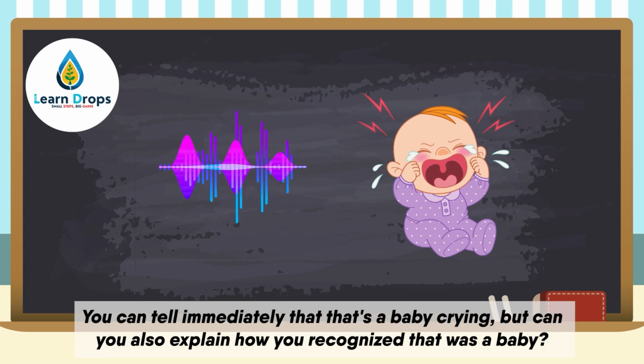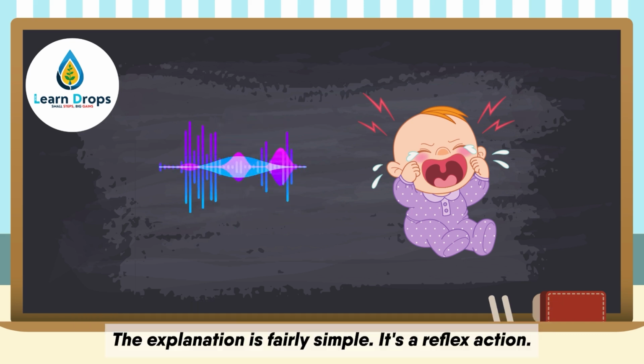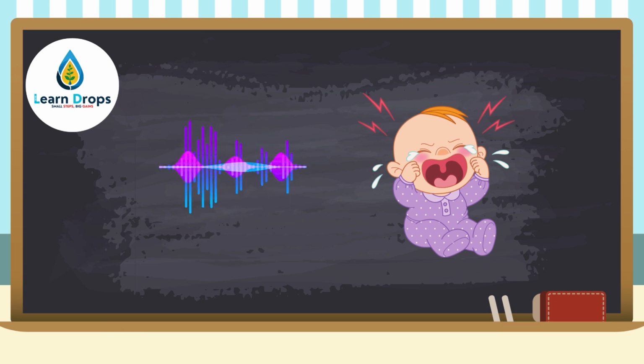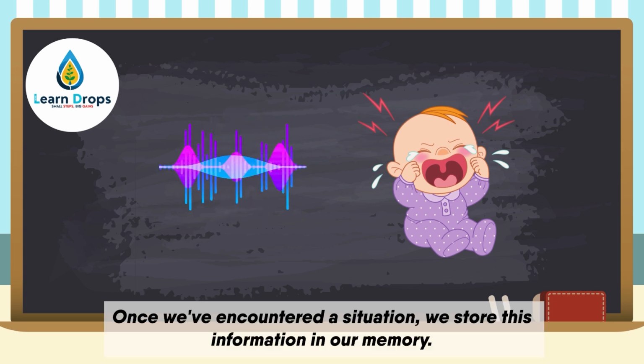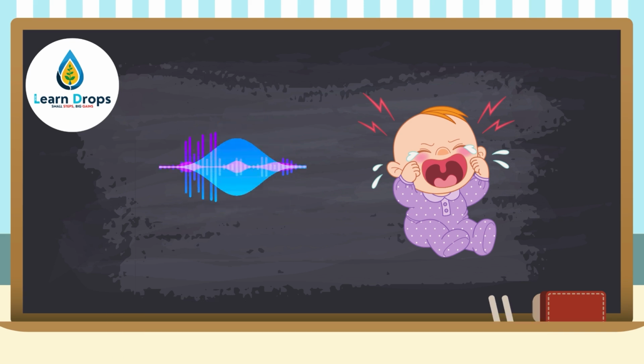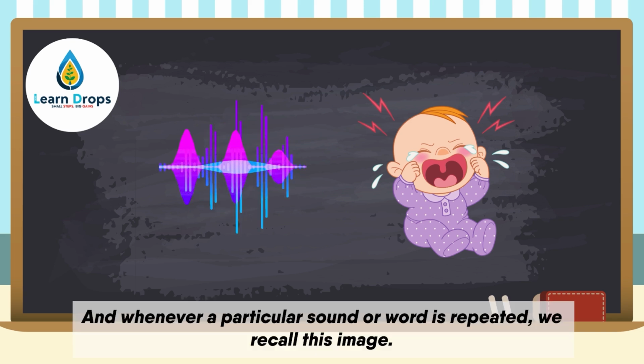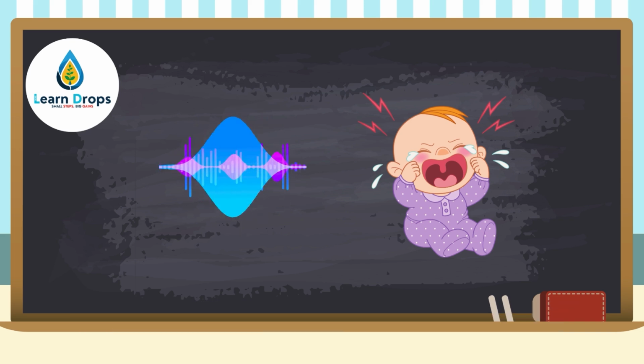You can tell immediately that that's a baby crying. But can you also explain how you recognized that was a baby? The explanation is fairly simple. It's a reflex action. Once we've encountered a situation, we store this information in our memory. And whenever a particular sound or word is repeated, we recall this image.